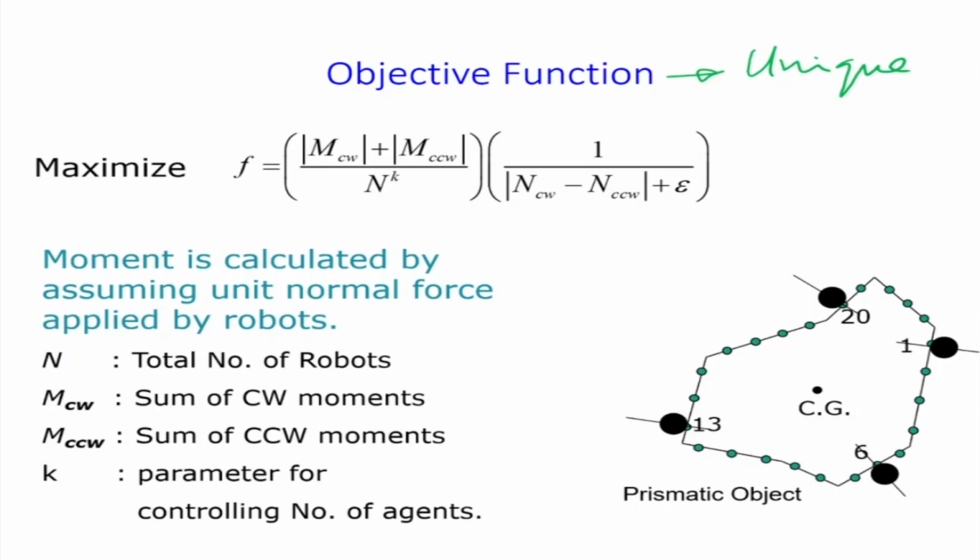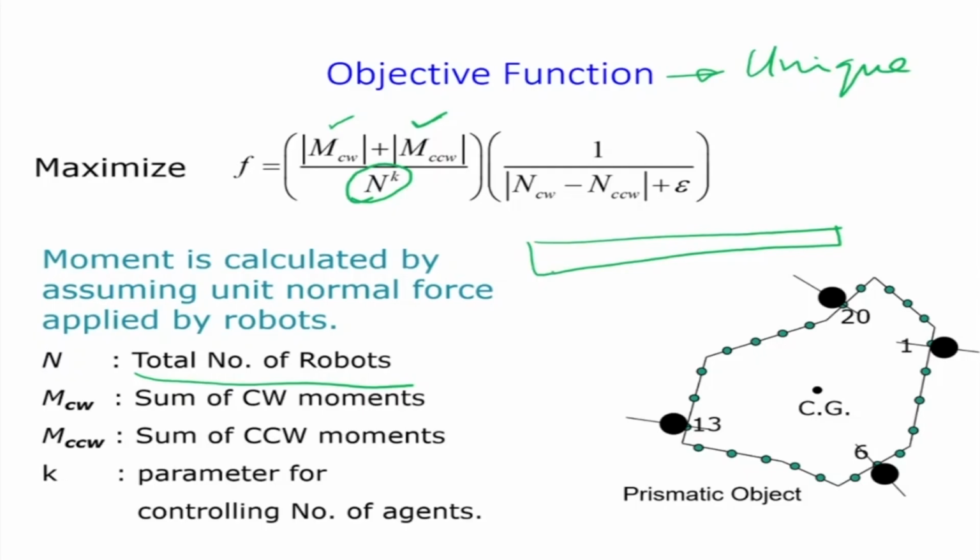Then I'm saying it is divided by n raised to k, where n is the total number of robots. So here the variable is also the total number of robots. In that binary string, we're going to start playing with the number of robots also. So the number of ones and the number of zeros will keep changing. The number of ones can be more than 4.